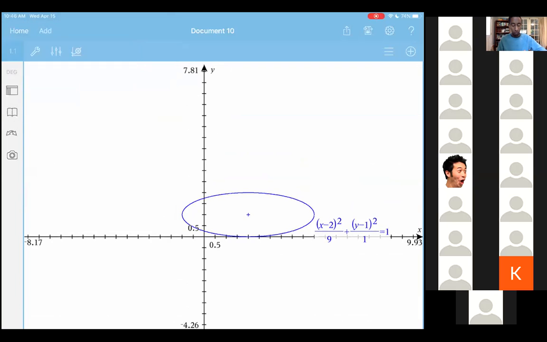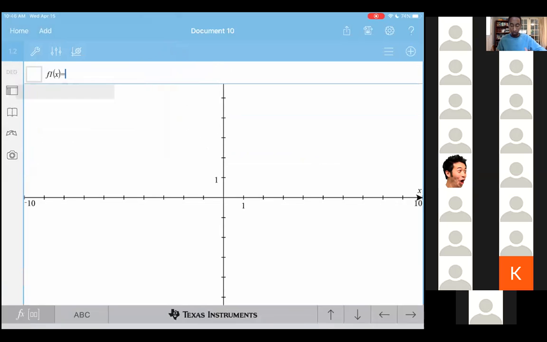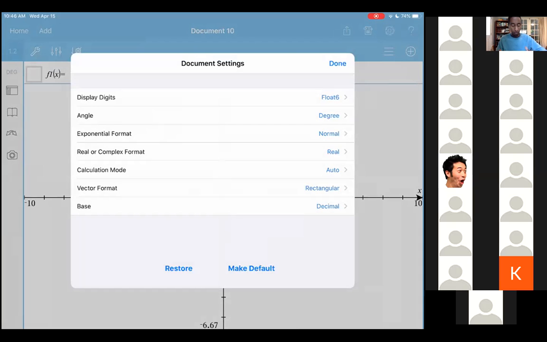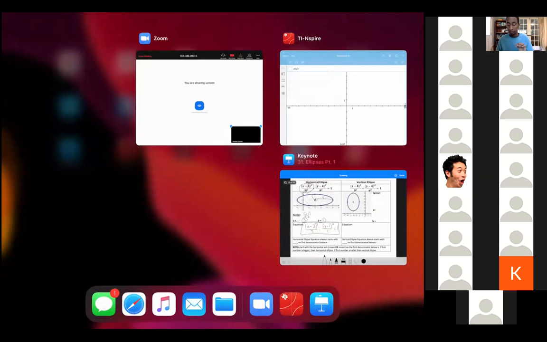You also could, I don't know if you can do it on here. Menu, I don't know where the menu is on here. This is supposed to be in Inspire, but it's slightly different. Usually, you go to menu and then you have the options. There's a menu and then graph entry ellipse, but you can just do relation.